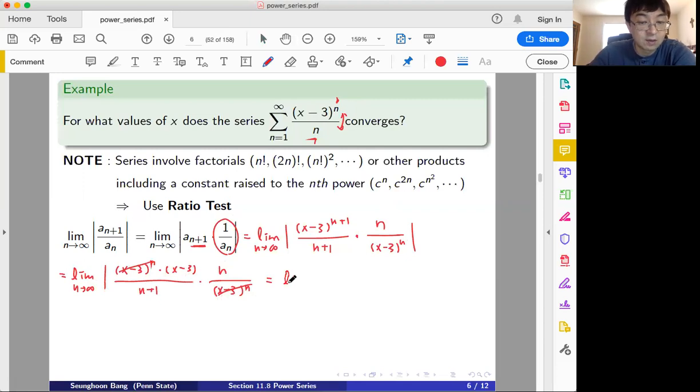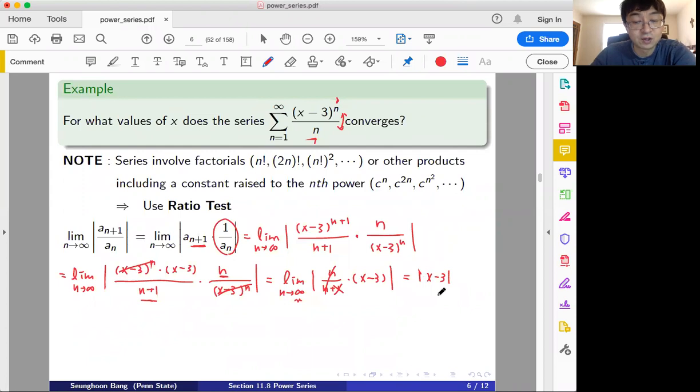So we have the limit as n approaches infinity of the absolute value of n over n plus 1 times (x minus 3). Now n is going to positive infinity. So what happens to n over n plus 1? It is infinity over infinity, so I want to ignore the lower term. Cross out n. This is exactly the same, keeping the absolute value sign, as the absolute value of x minus 3.